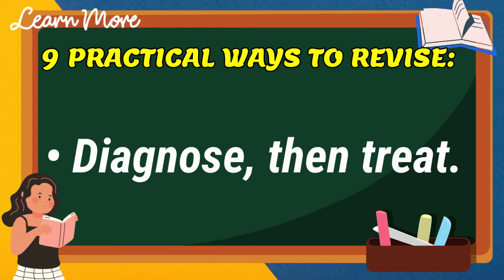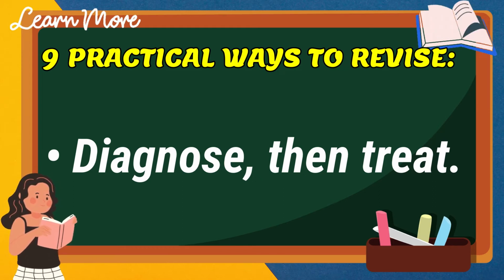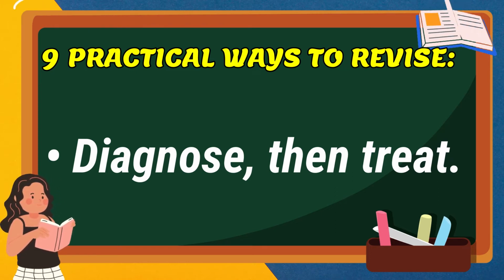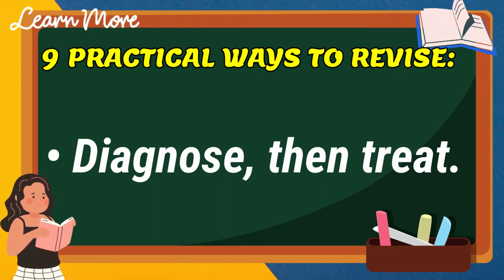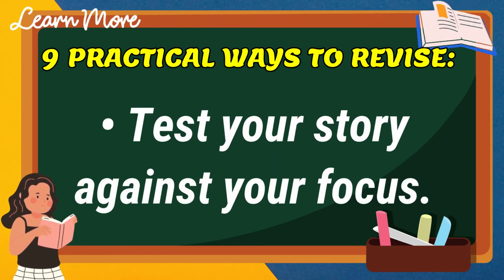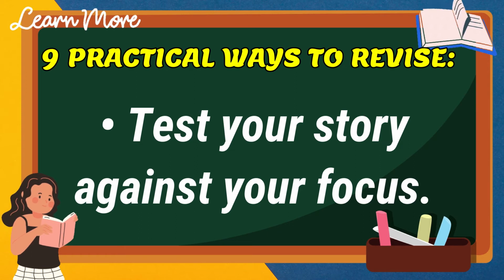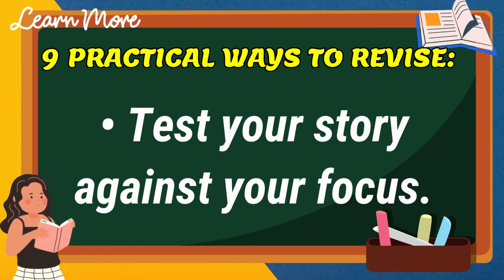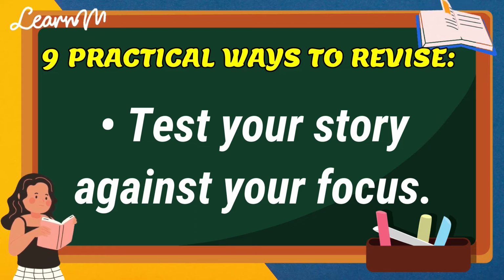As you read, make quick notes. Cut, move up, boring, stronger evidence, then go back and make the necessary changes. Test your story against your focus. If it's about a young woman's fight against cerebral palsy, why does it begin with an anecdote about her grandfather's experiences in the California Gold Rush?